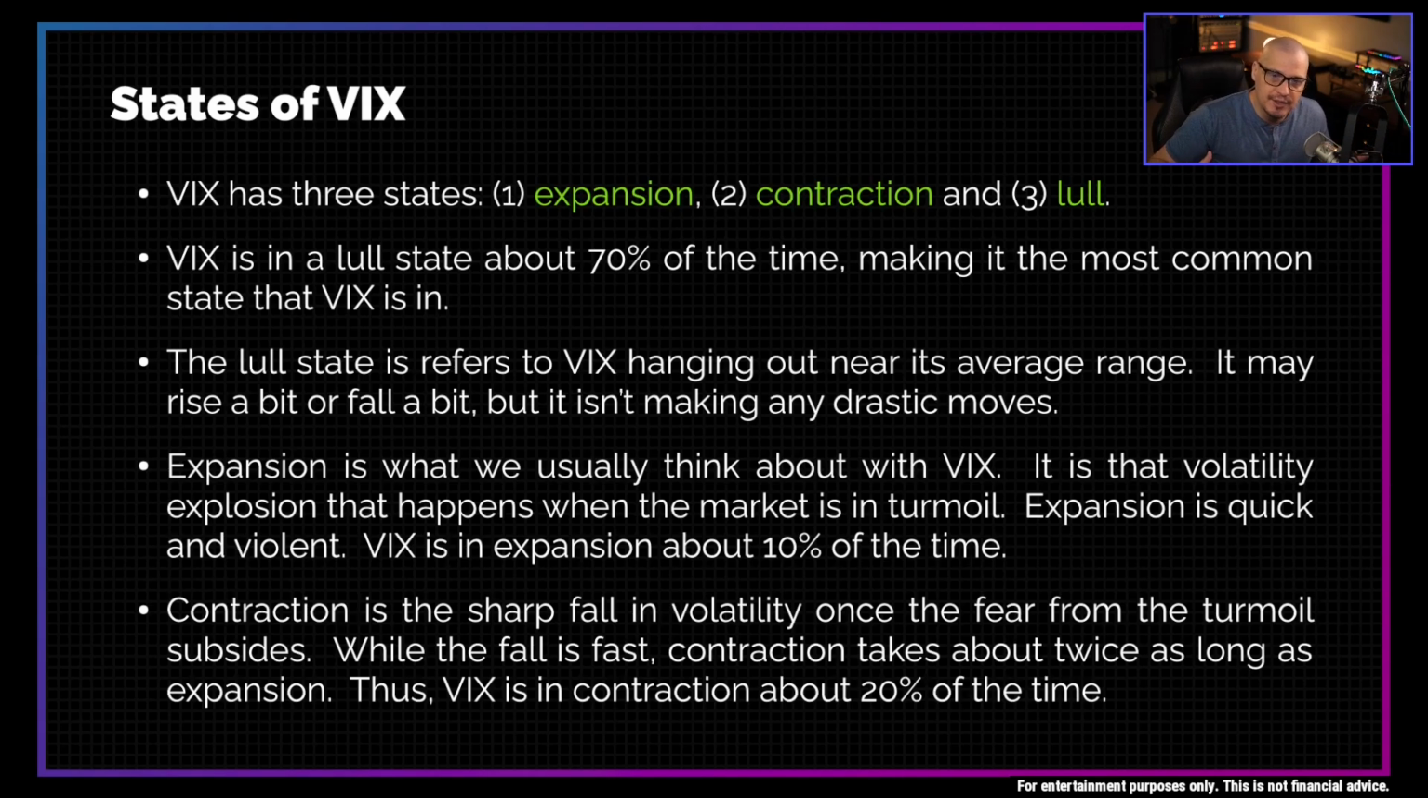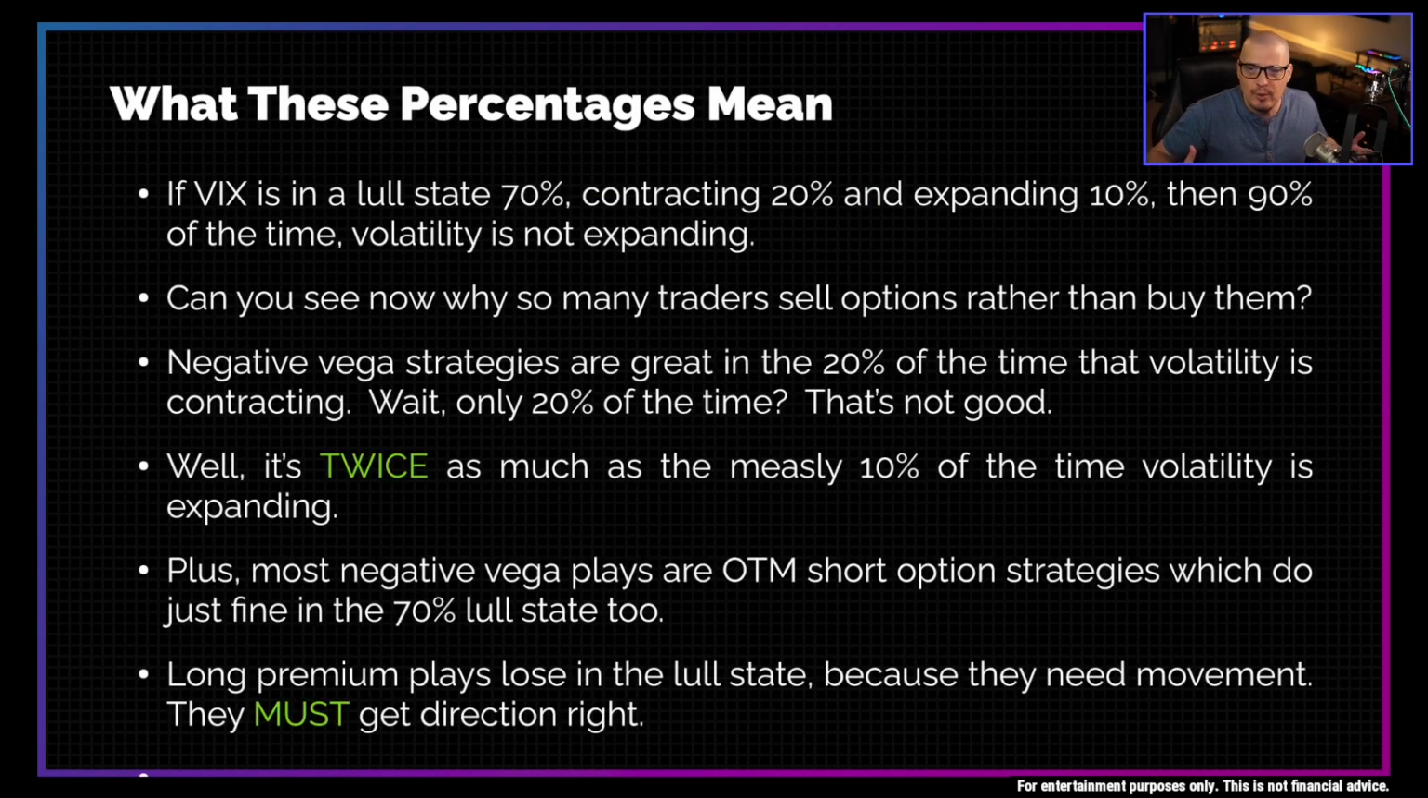So now that we know the percentages, lull state 70%, expansion 10%, contraction 20%, what can we take away from that? What have we learned from this? Well, I think one of the things we've learned is that if VIX is in a lull state 70% of the time, it's contracting 20% of the time, and it's expanding 10% of the time, that means 90% of the time volatility is not expanding, right? Because 70% of the time it's in a lull state, 20% of the time it's contracting. That's 90% of the time. 90% of the time volatility is not expanding in the market.